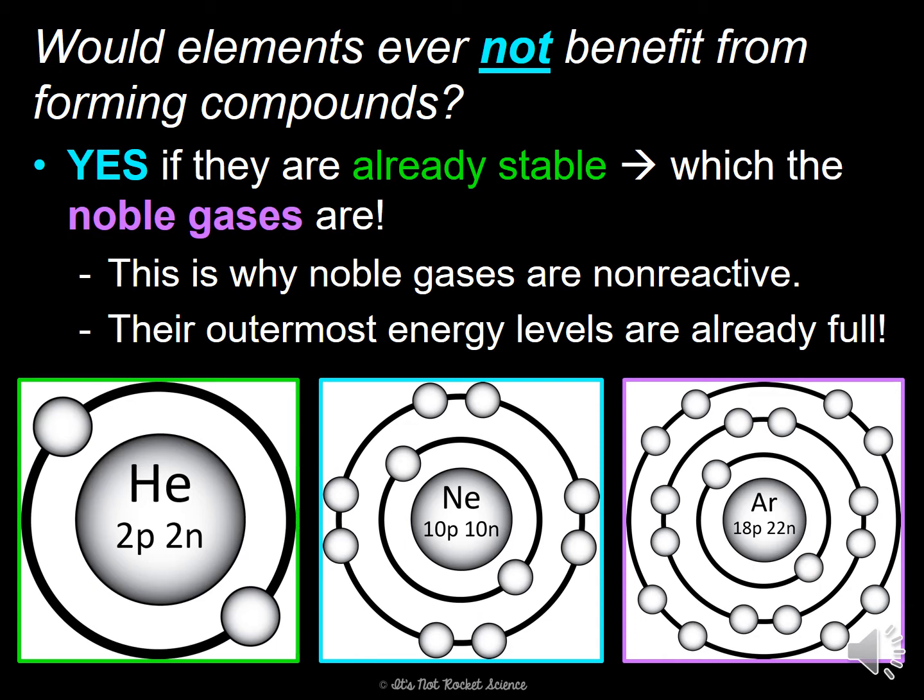Then neon, right below helium, needs 8 valence electrons, which it does have, and same with argon. Okay? It might have 3 different energy levels, but the outer shell is completely full with 8 valence electrons.